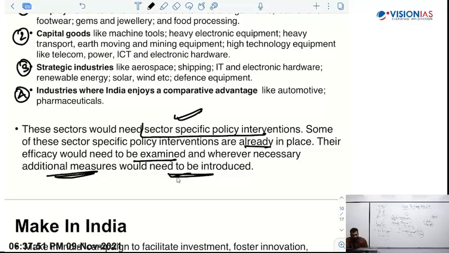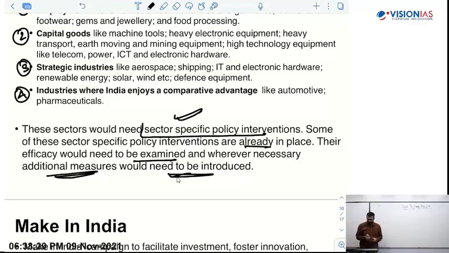Now what are the problems with this? We'll write the problems. Benefits, I don't think there's much to talk about. You already know. What are the problems with the policy? It was not focused. One is this, that we included everything. See, any industrialization will have to pick certain sectors.